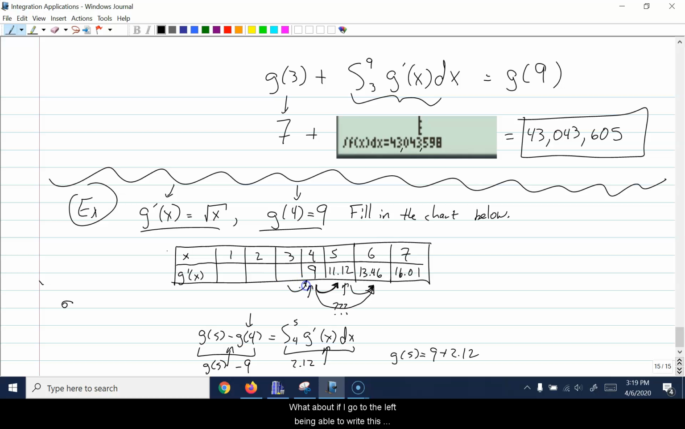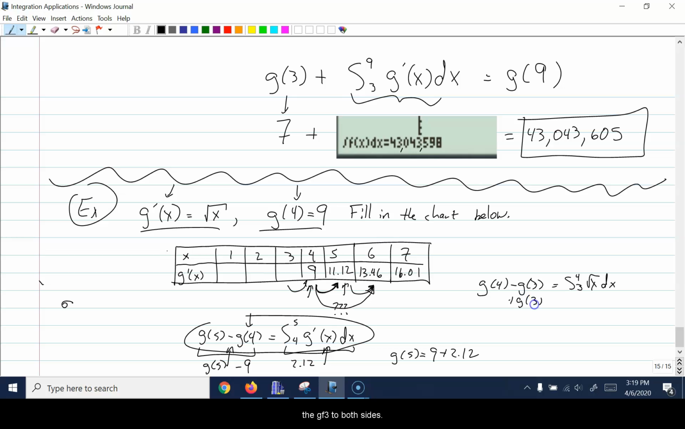What about if I go to the left? Being able to write this equation out is helpful for going the opposite direction. g of 4 minus g of 3 is going to be the integral from 3 to 4. Let's solve for the thing I want. I want g of 3, so I'll add g of 3 to both sides, and subtract the integral from both sides, and I get that g of 3 is g of 4 minus the integral from 3 to 4 of the square root of x dx.